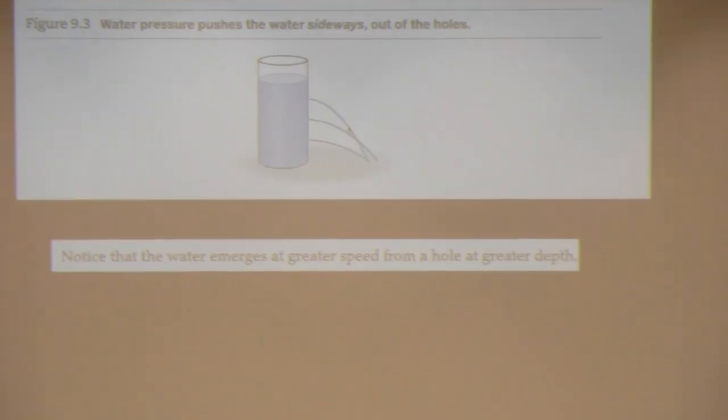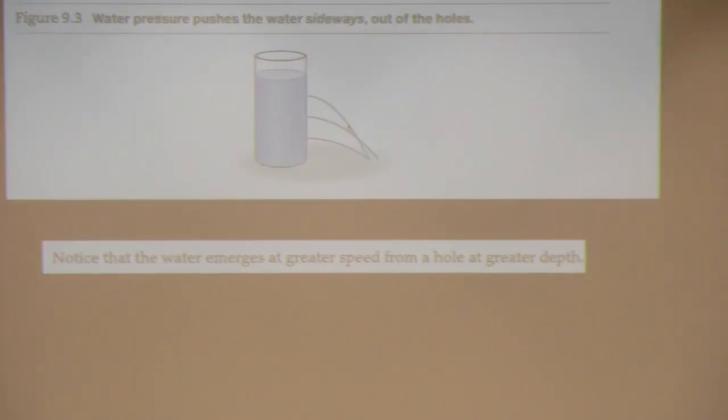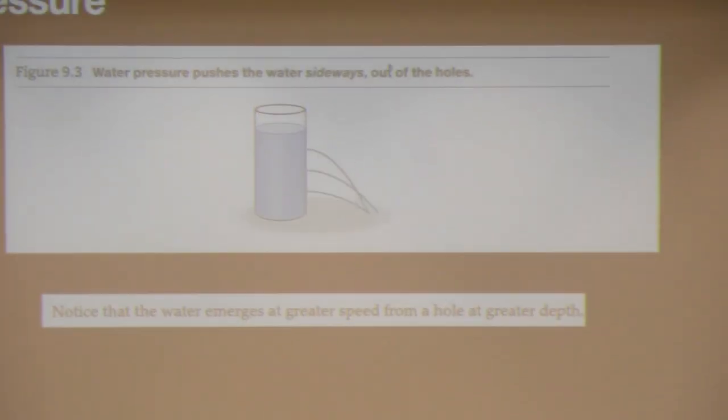Okay, now we're talking about pressure some more. So water pressure pushes the water sideways out of the holes. When I make holes, notice that the water emerges at greater speed from a hole at a greater depth. Okay, what's the point that they're illustrating? How do we know that this goes at a higher speed than this one or this one? How do we see that? Why is that? What's the evidence?